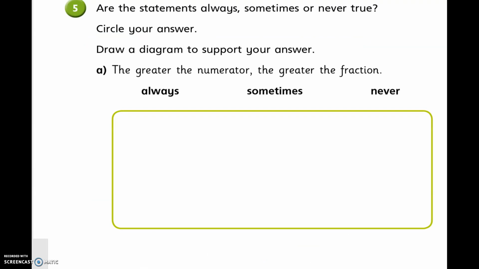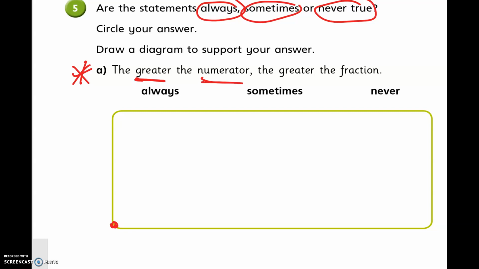Number 5 is one where you really have to think, because we're going to find out, are these statements always, sometimes, or never true? Okay, so we're going to read the question first of all. It says, draw a diagram to support your answer. So this little box here is going to help me to draw something. I have some space to draw something. Now, this is our statement. We're going to read this carefully. The greater the numerator, that means the top number, the greater the fraction.